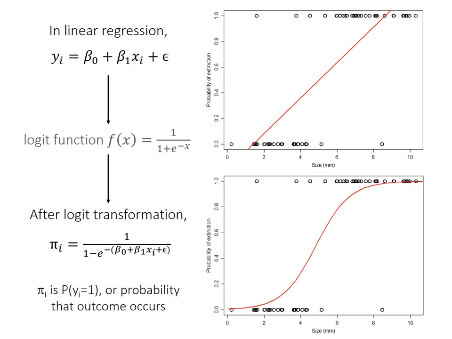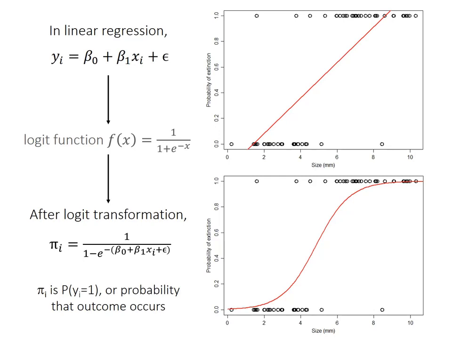Remember, the linear regression equation describes the dependent variable y in terms of an intercept, beta 0, a slope, beta 1, times the x value, and then each point is going to have some residual, because not all points fall exactly on the line. So if we do that, we get something like the red line in the top graph here, which is obviously not a good description of the relationship.